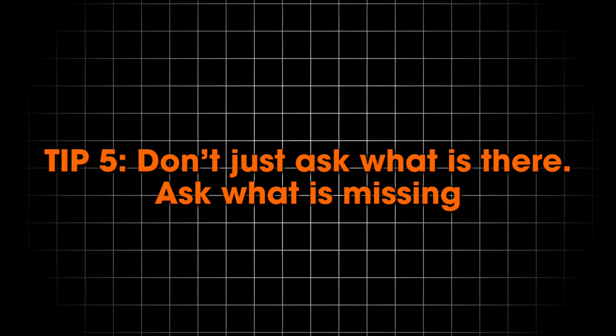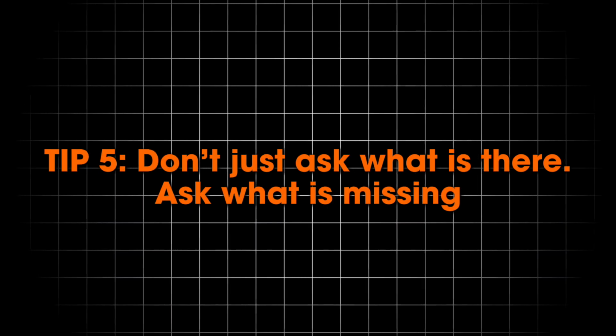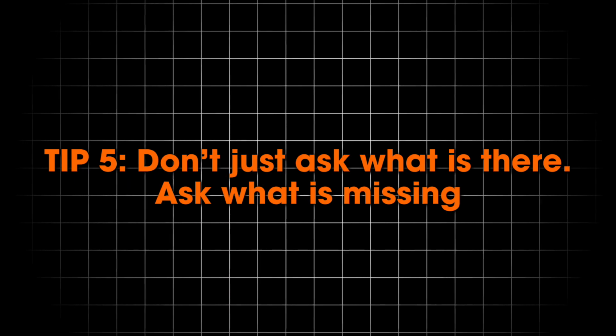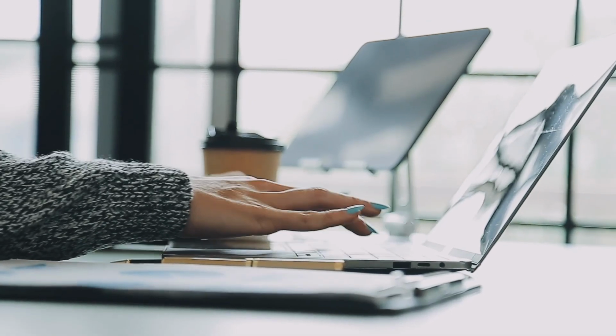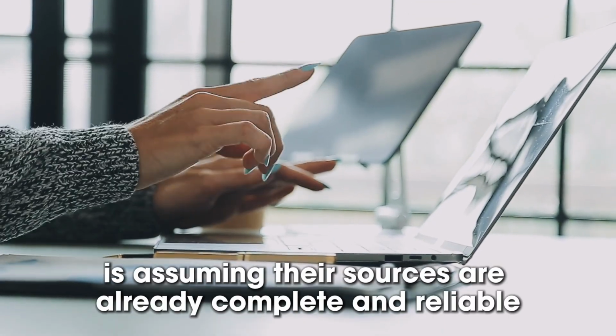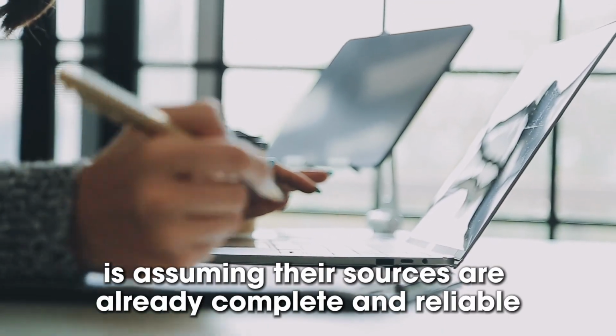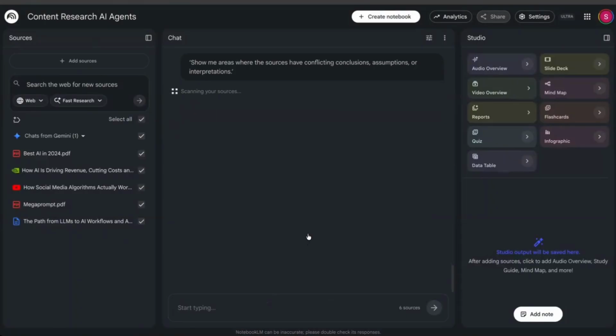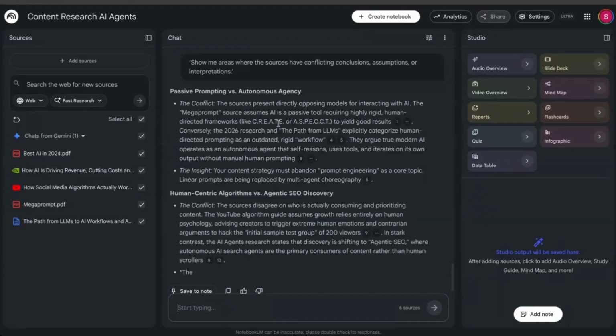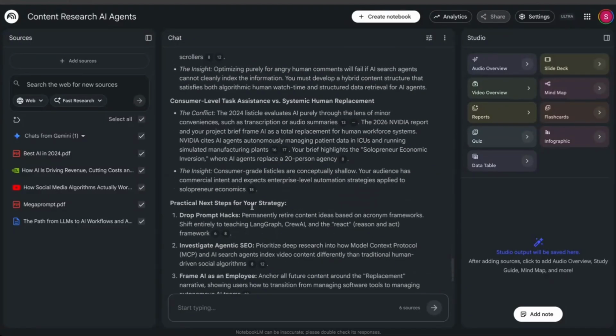For cheat code number 5, we're going to pressure test the research itself before we start doing any serious work with it. Because one of the biggest mistakes people make is assuming their sources are already complete and reliable. So before I start writing, analyzing, or making content, I'll run a few prompts to test the quality of the notebook. First, I'll ask NotebookLM to find contradictions between the sources. Show me areas where the sources have conflicting conclusions, assumptions, or interpretations. And instantly, the AI starts surfacing inconsistencies that would be really easy to miss manually.